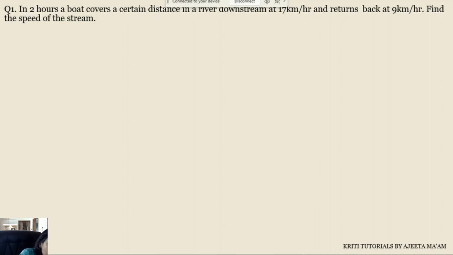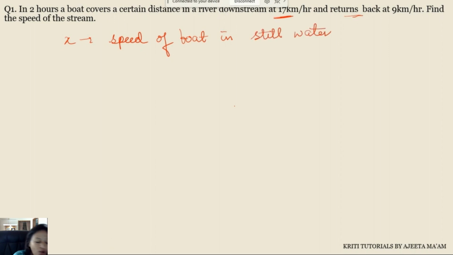Now if you see here, the speed of the upstream and downstream are already given to you. Now if I use the same variables that we just showed you, so what will be x? X will be speed in still water, speed of boat in still water. This we will take same for all the numericals, right? This we will not change. Y will be what? Speed of the stream. Now tell me, what will be the upstream and downstream speeds? So we just told you upstream is x minus y, downstream is x plus y.